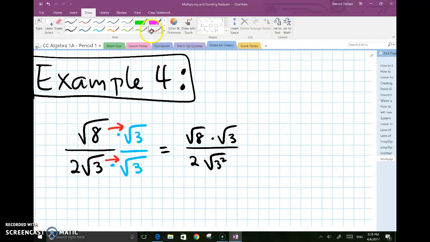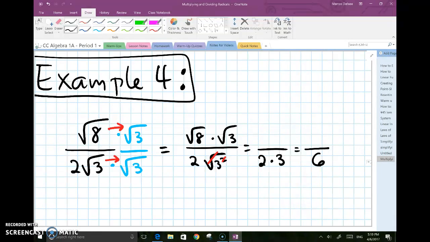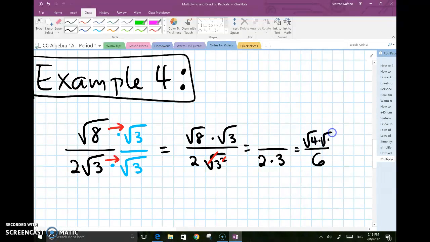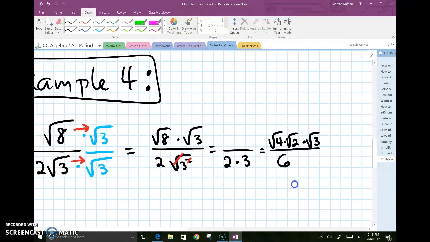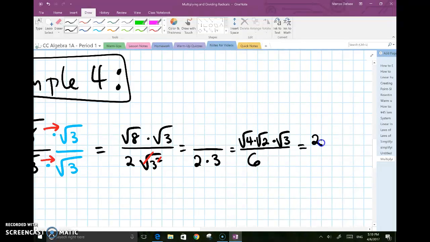Okay, so this power and that radical eliminate. What I have now is a denominator of 2 times 3, which is going to be 6. Now I can focus on the numerator and see what happens. So in the numerator, I have a radical 8. Now radical 8 can be divided into 2 factors, and those factors would be radical 4 times radical 2. Now if you notice, radical 4 is a perfect square, so that's good news for me. So this radical 4 becomes a 2.